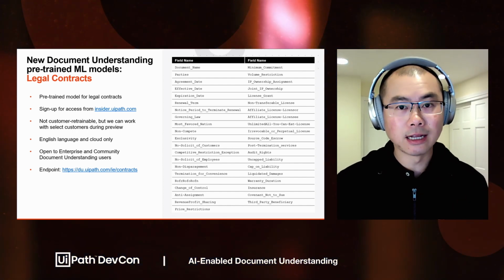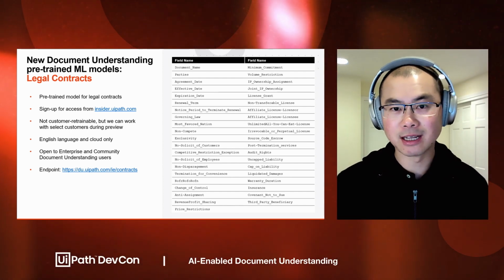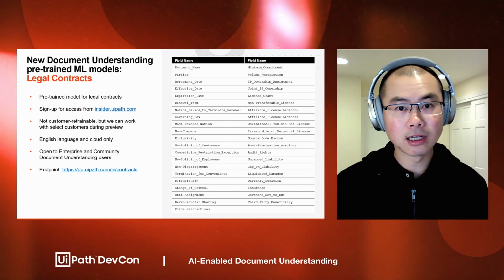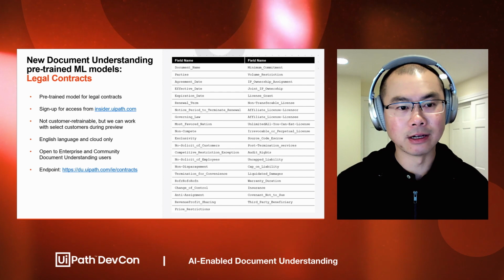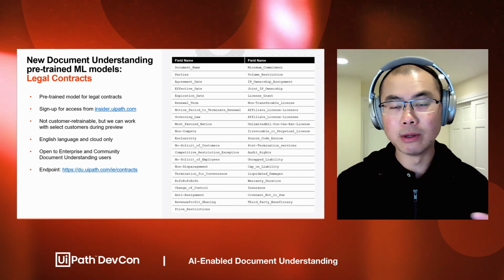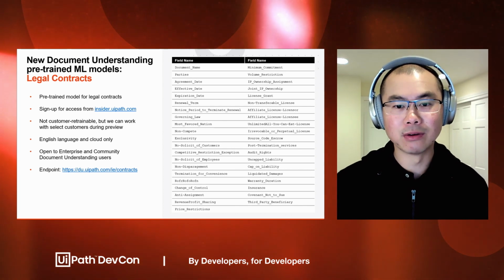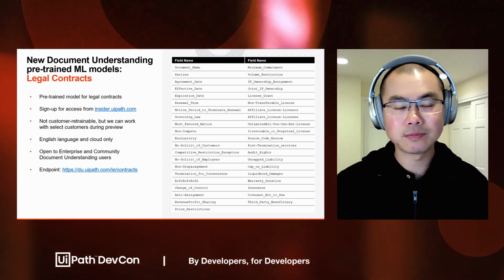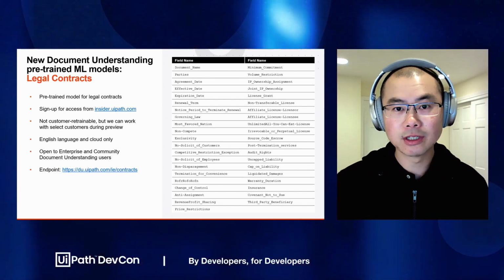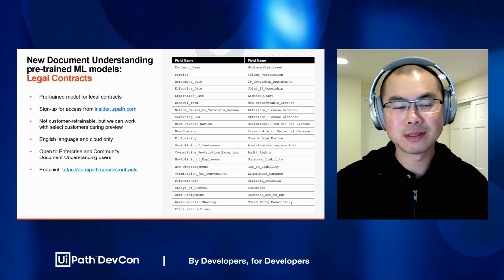As a result, today we would actually ask you to sign up for access to this via our insider program at insider.uipath.com. And this is not customer retrainable at this point in time, although we do plan to add that functionality in a later release. During the preview period, we are willing to work with select customers to evaluate the efficacy of this model, and perhaps even work with you to develop a more customized version of this model. This is focused on English language right now and will be delivered via cloud, but will be open to all community and enterprise document understanding users.